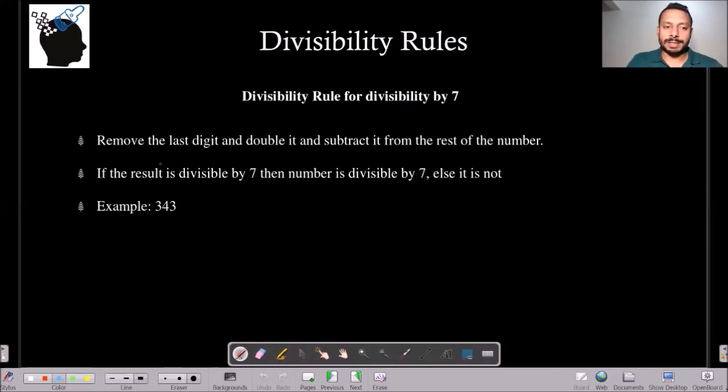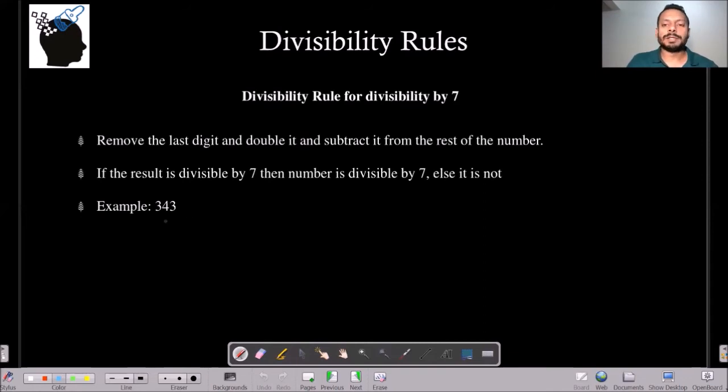To find divisibility by 7, you need to remove the last digit, double it, and subtract it from the rest of the number. Now, whatever number you get, you need to divide it again by 7 and check whether the number is divisible by 7 or not. If it is divisible by 7, that means even the original number was divisible by 7. So let's take an example to understand this.